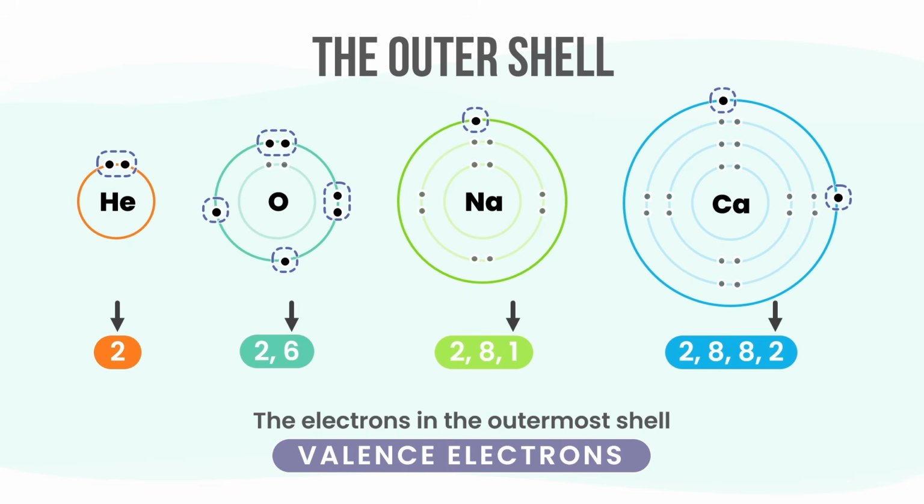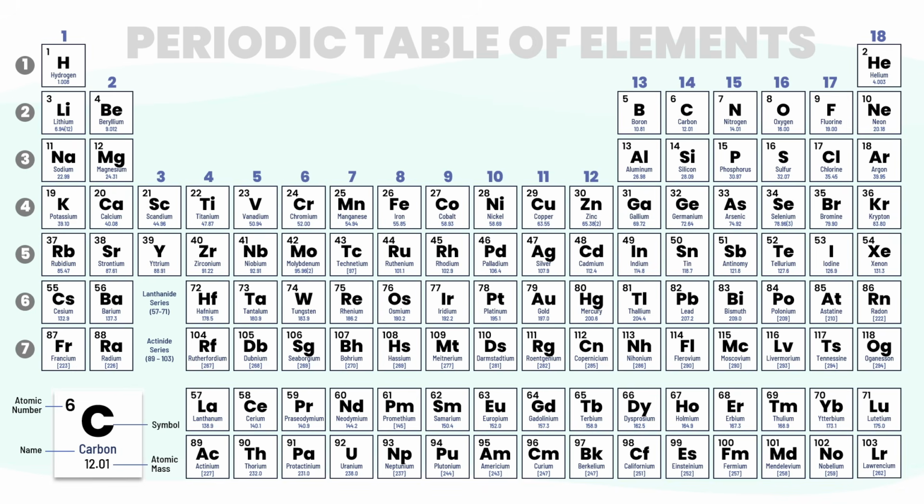Now let's locate them on the periodic table again. Notice where each one falls. Helium is in group 18, oxygen in group 16, sodium in group 1, and calcium in group 2. Let's uncover what these vertical columns or groups are really telling us.